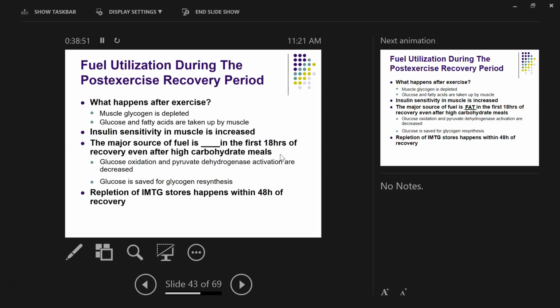So insulin sensitivity in muscle actually increases during the post-exercise period, and the major source of energy fuel is, so what is the major energy fuel that muscle uses during the post-exercise period? Thinking about it. In the first 18 hours of a recovery period after a high carbohydrate meal. So what do marathon runners usually recommend to eat? What type of food?